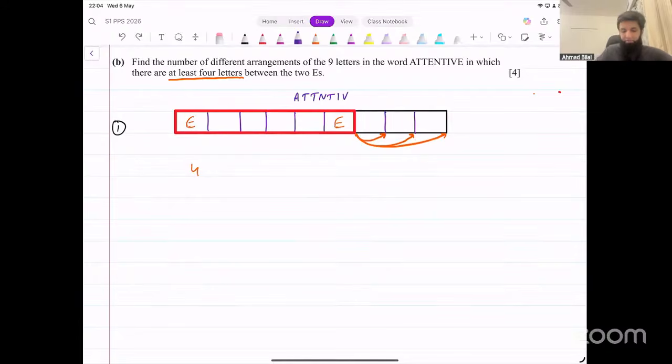Okay. So we can say 7 factorial. However, how many of them are identical? There are 3 T's in them. We divide by 3 factorial because of that. And that gives us the number of possible arrangements in the first case. You can see what that is. 3360. That's your first possible case in which there are exactly 4 letters between the two E's. Makes sense?